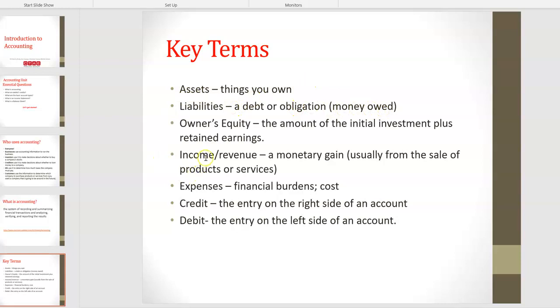If we drop down here to income and revenue, pretty much the same words.